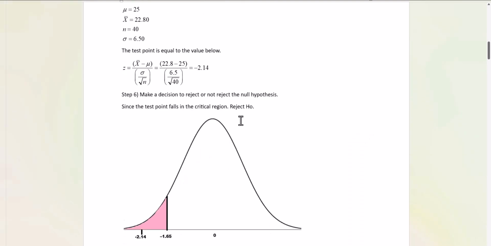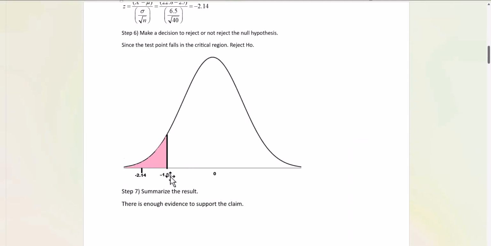We now want to compare the test point to the critical value. It's to the left of it and it falls in the critical region, so we reject H naught. Since we reject H naught and the claim is H sub 1, we say there is enough evidence to support the claim.